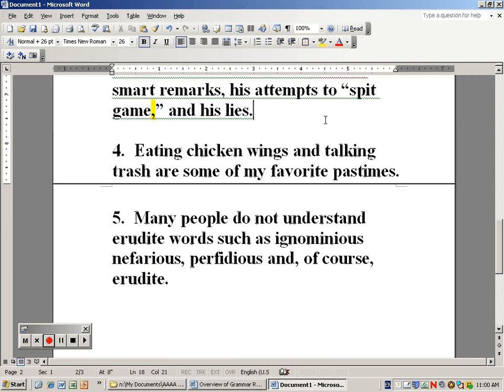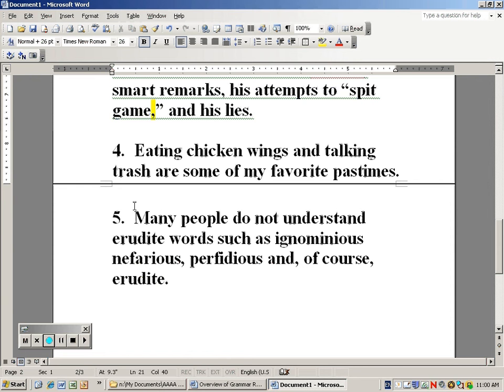Number 4, eating chicken wings and talking trash are some of my favorite pastimes. I don't really consider those some of my favorite pastimes. I just wanted to come up with a witty sentence. In this case, we only have 2 things in the list of particulars, eating chicken wings and talking trash. And because we only have 2, there's no pause, and therefore there's no need for a comma. So number 4 is correct as is.